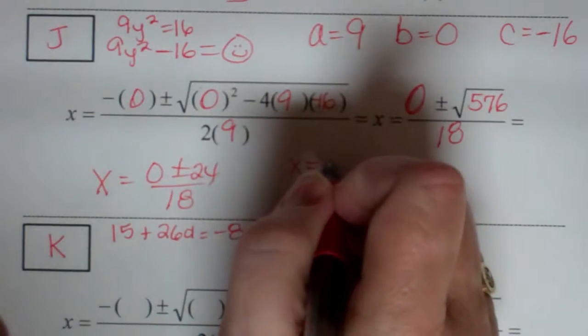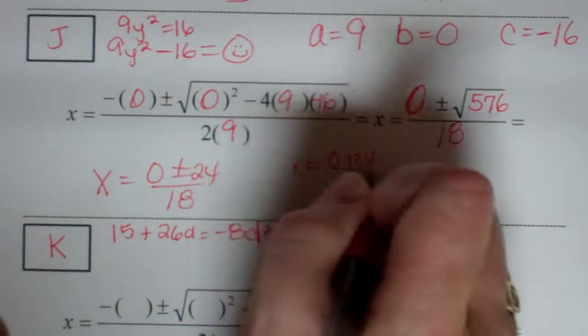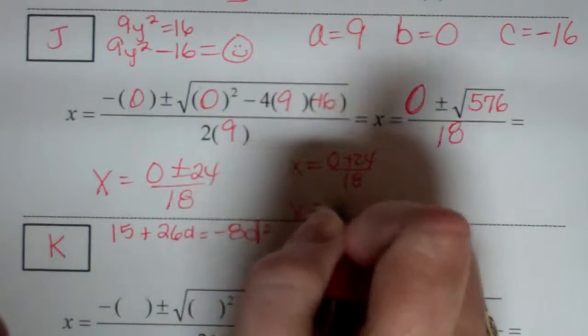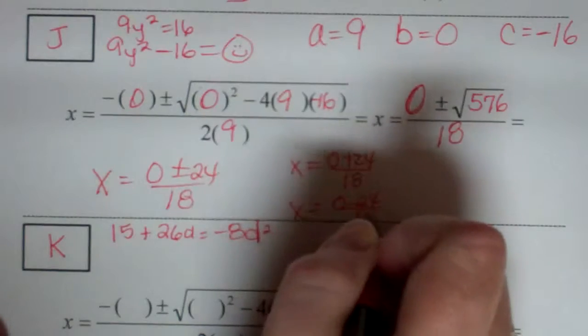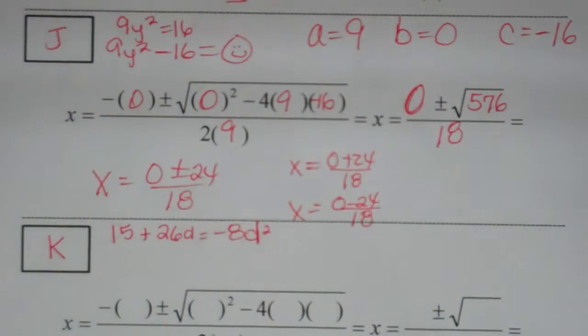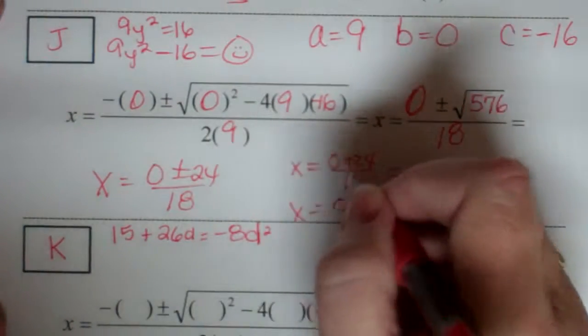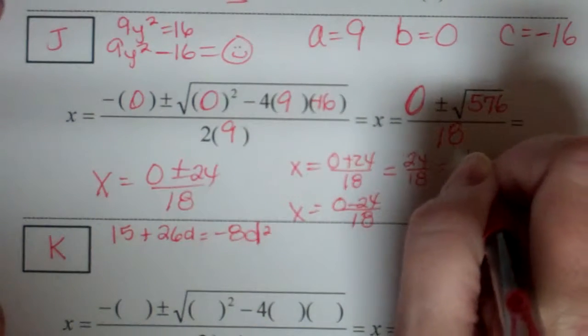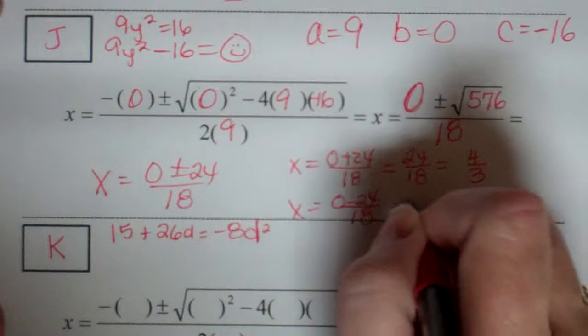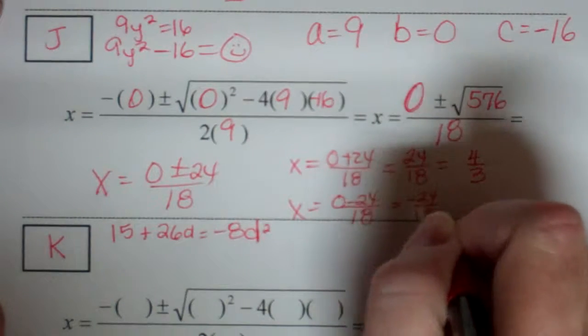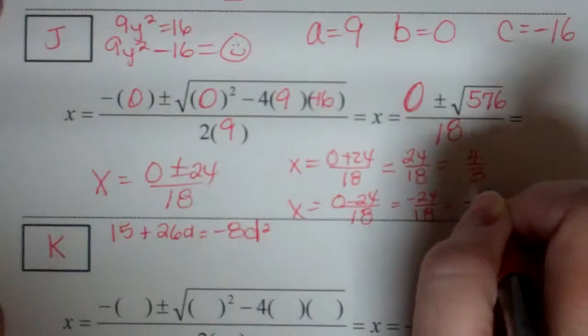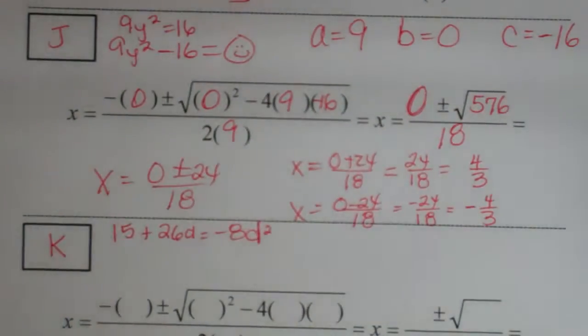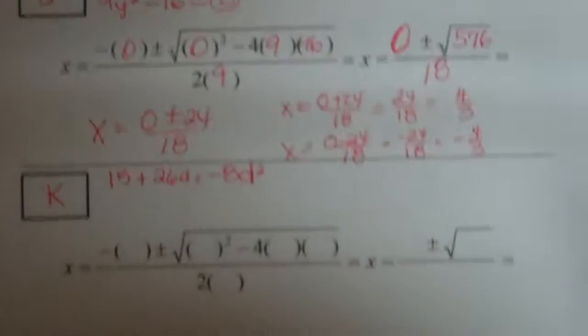So x is equal to 0 plus 24 over 18. And x is equal to 0 minus 24 over 18. This looks very familiar. I'm going to ask my calculator what 24/18 is. 6 goes into both of these numbers, and I get 4/3 here. And over here I get negative 24/18, and that'll be negative 4/3. So that's one of those plus or minus things. Interesting. Alright. Next.